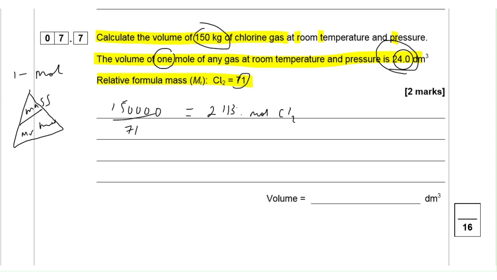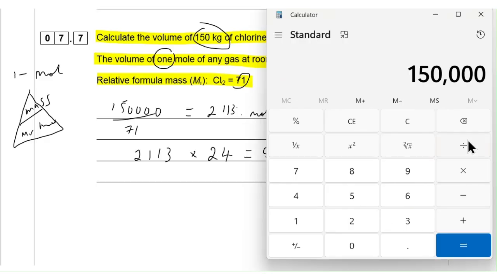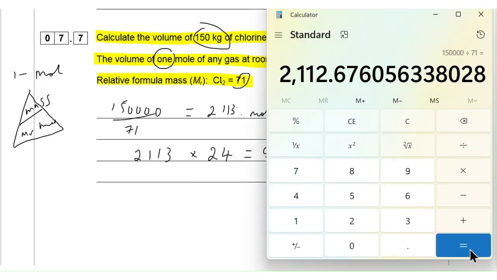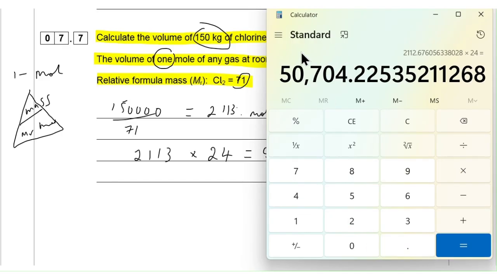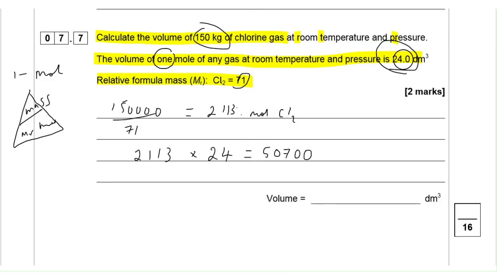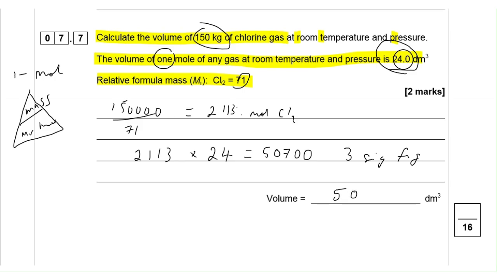Remember the formula from earlier on? The volume is the number of moles times the molar volume, the 24. So the volume of that gas is 2,113 times 24. So if we crunch that on our calculator, we get, rounding up, 50,700 to 3 sig figs. We would get 1 mark for working out the moles of the chlorine gas, and our second mark would be for working out the moles times the 24 and giving us our 50,700.